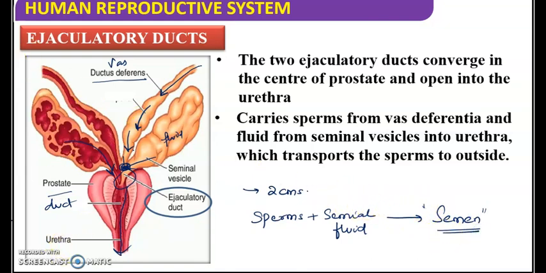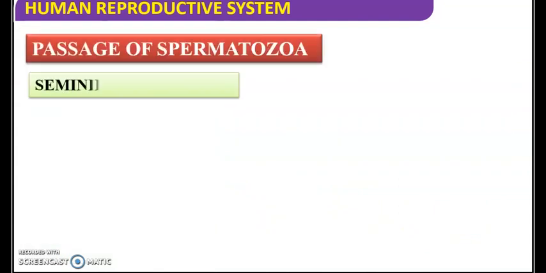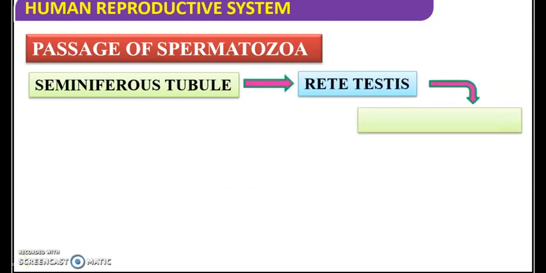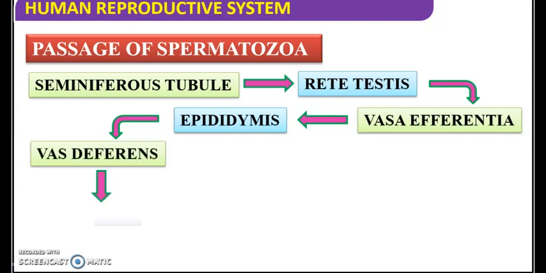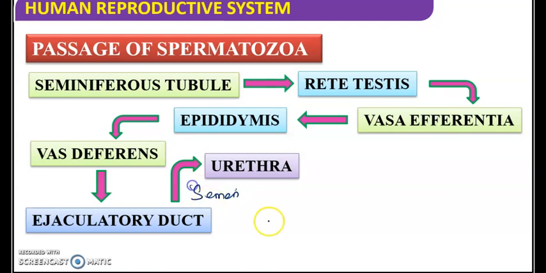Okay, so what we are going to understand now is how the spermatozoa get passed. First they start in the seminiferous tubules. From there they go to the rete testis. From there they move to the vasa efferentia. From the vasa efferentia they go to the epididymis. From there they go to the vas deferens and into the ejaculatory duct. In the ejaculatory duct they become semen, filled with the fluid.